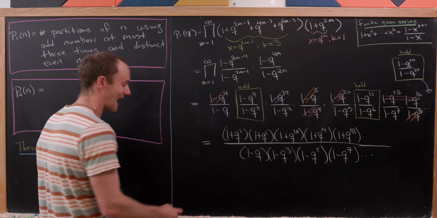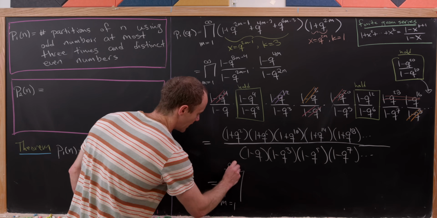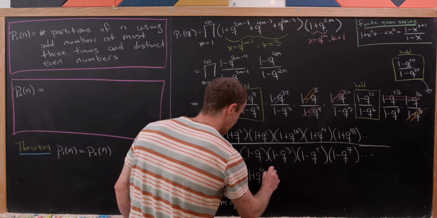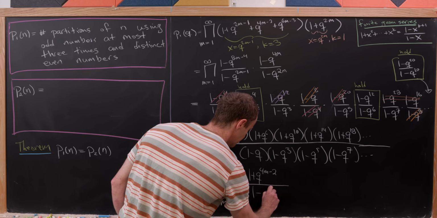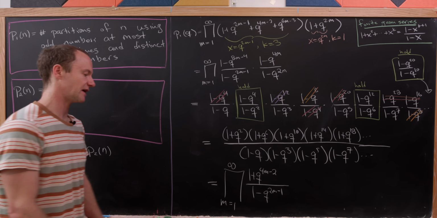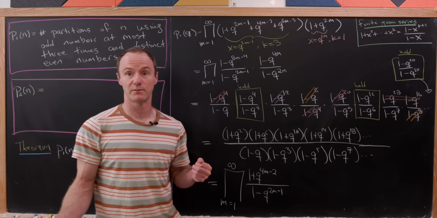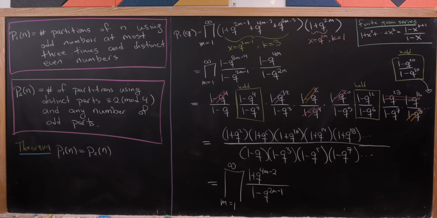So now we could package this together if we wanted to. This would be the product as m goes from 1 up to infinity of 1 plus q to the 4m minus 2 in the numerator, and then 1 minus q to the 2m minus 1 in the denominator. But now, using what we saw previously, we can rewrite this as a type of partition. So what would that type of partition be? Well, using our previous strategy, this is the number of partitions using distinct parts that are congruent to 2 mod 4 and any number of odd parts.